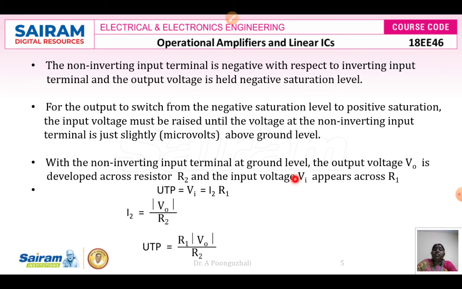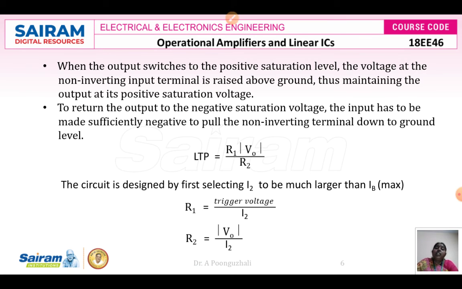So here the output voltage is going to be developed across your resistance R2, and the input voltage is going to appear across your resistance R1. So we write Vi is equivalent to I2 into R1, that is nothing but the UTP point. So what is I2 from this expression? If I take the absolute value of your V0, your I2 is nothing but V0 by R2. So we had seen in the previous expression there. So I can write UTP is equivalent to R1 into V0 divided by R2.